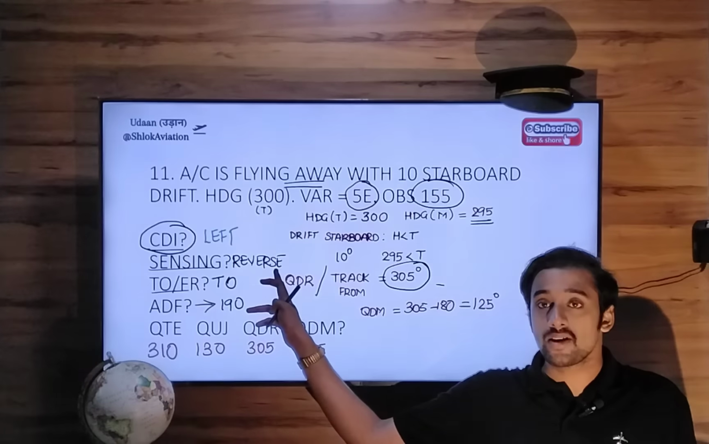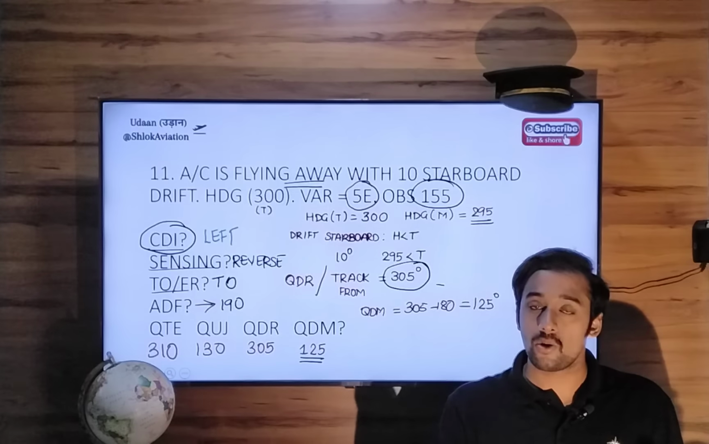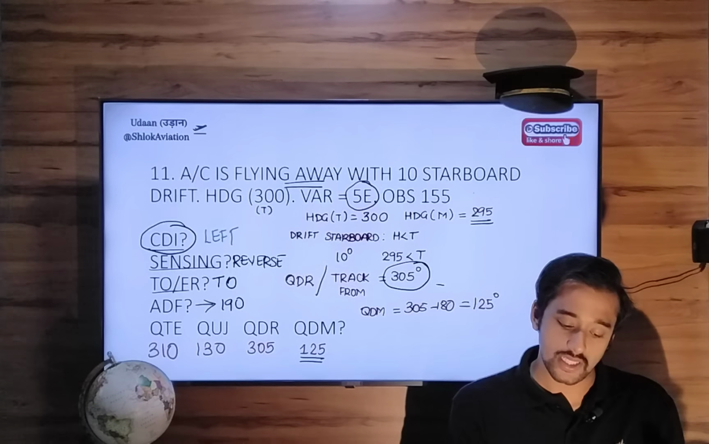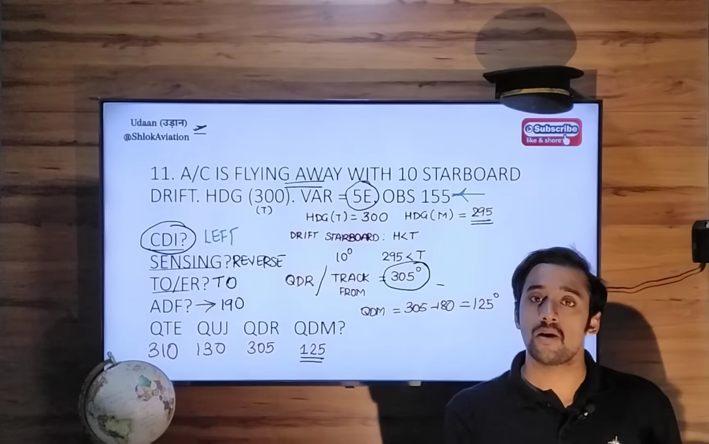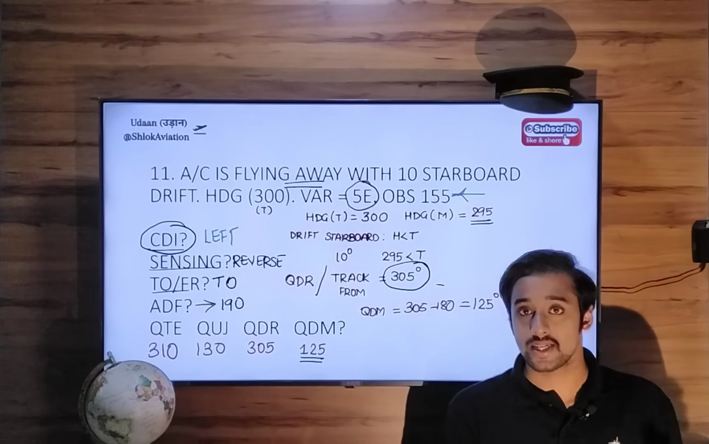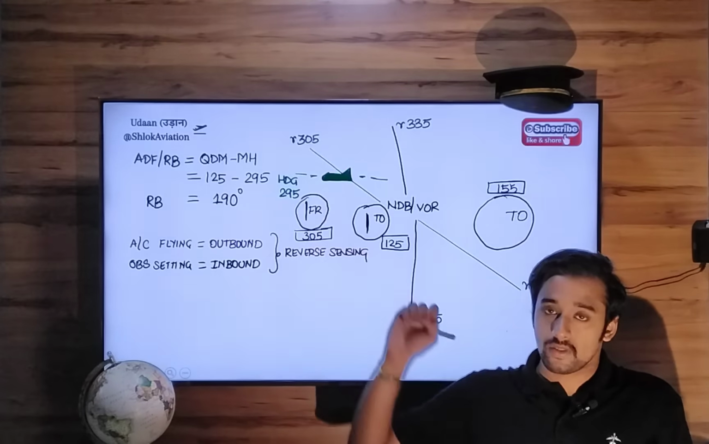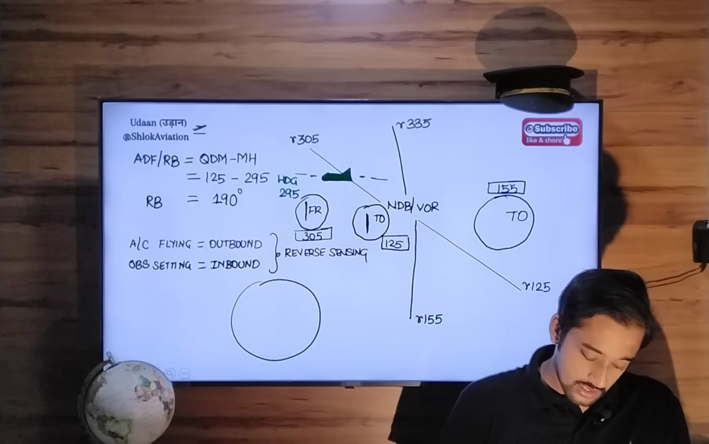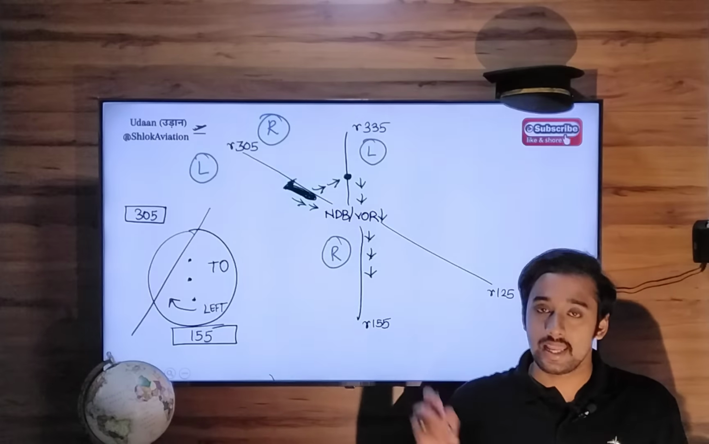And why is this reverse? Reverse sensing, because you are flying outbound, but the OBS setting that you have put is an inbound setting. So that's why this will generate a reverse sensing. See, also you're flying outbound, right? And the CDI is showing you to fly left. Okay, like here, to fly left.